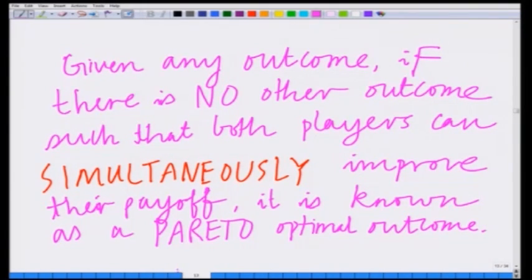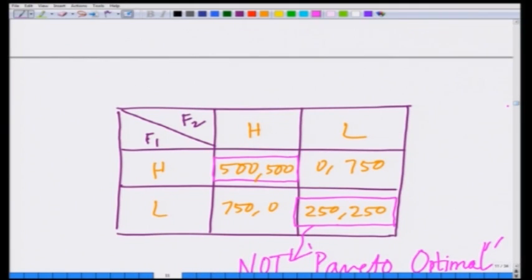Let us go back to the game. For instance, if you look at this game, you can see that if both of them choose H comma H, both of them get a payoff of 500 comma 500. They cannot choose a different outcome where both can increase their payoff. For instance, if they choose H comma L, firm 1 is decreasing its payoff from 500 to 0, while if they choose L comma H, firm 2 is decreasing its payoff from 500 to 0, right.